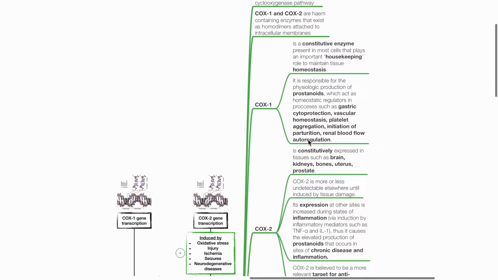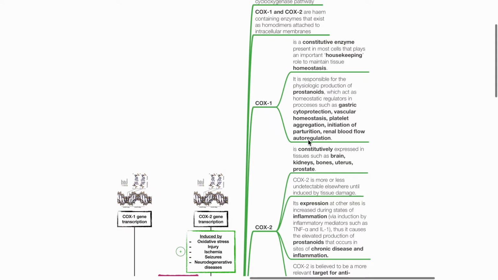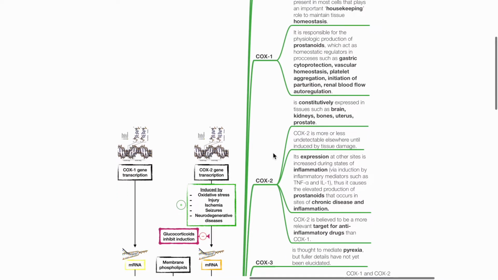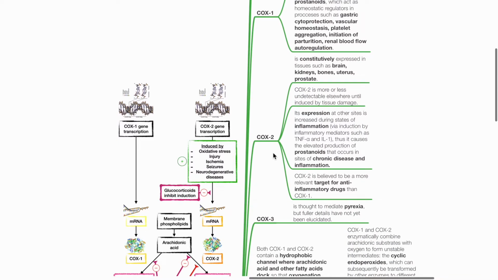It is responsible for the physiologic production of prostanoids, which act as homeostatic regulators in processes such as gastric cytoprotection, vascular homeostasis, platelet aggregation, initiation of parturition, and renal blood flow autoregulation. COX-2 is constitutively expressed in tissues such as the brain, kidneys, bones, uterus, and prostate. COX-2 is more or less undetectable elsewhere.